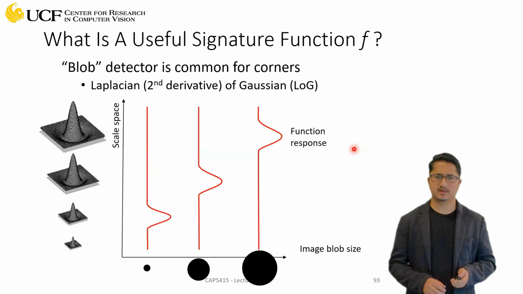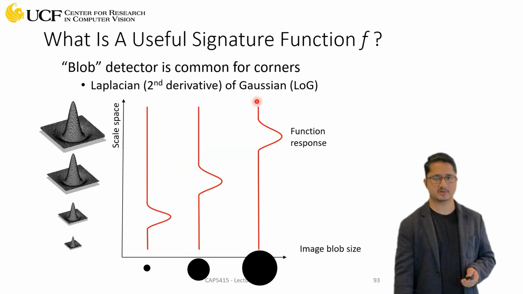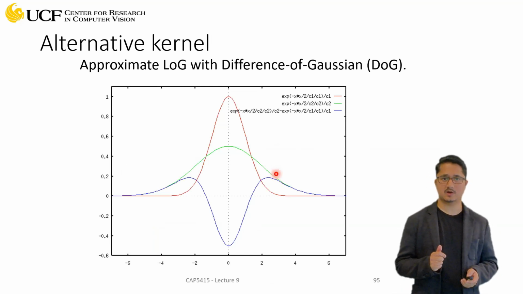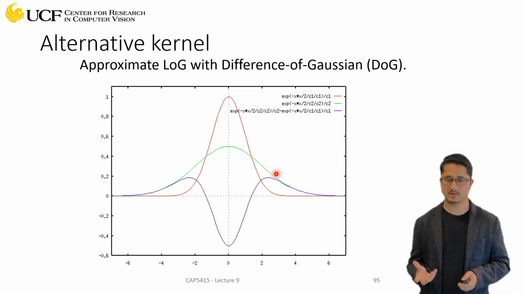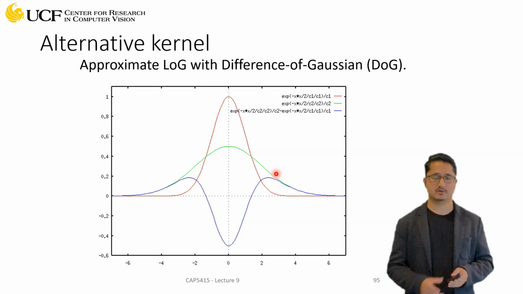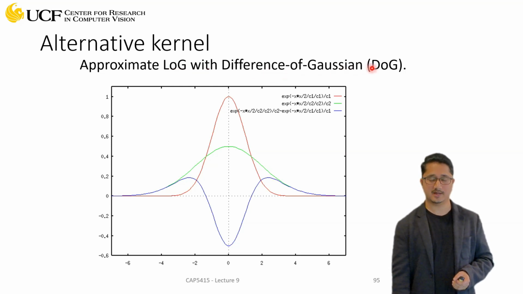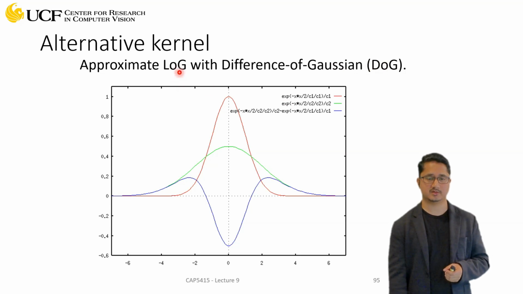LoG filter, I think we have discussed this earlier, how to get Laplacian of Gaussian. You compute second derivative, but there's a very interesting way how you can optimize computation of this Laplacian of Gaussian. So this LoG filter, you can actually just compute difference of Gaussian. And that is a very good approximation for this Laplacian of Gaussian.